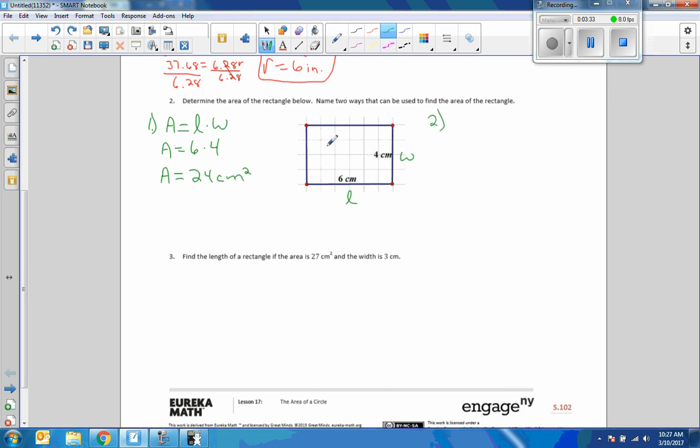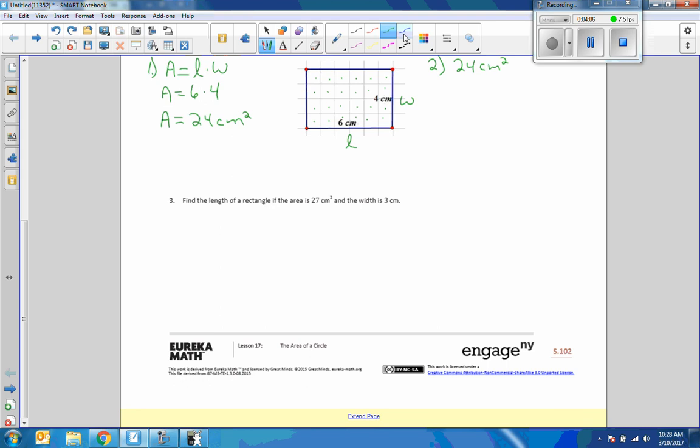Process 2 is counting: 1, 2, 3, 4, 5, 6, 7, 8, 9, 10, 11, 12, 13, 14, 15, 16, 17, 18, 19, 20, 21, 22, 23, 24. 24 centimeters squared. Okay? And to explain that, you would just say simply count each square since it is a square unit, 1 centimeter by 1 centimeter. We can simply just count the squares.